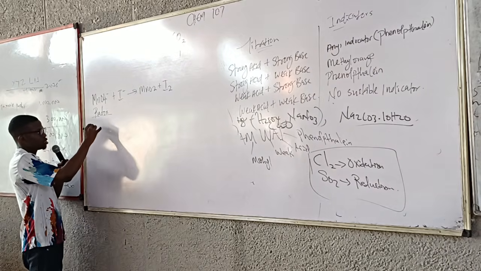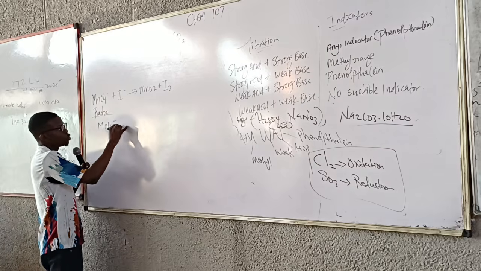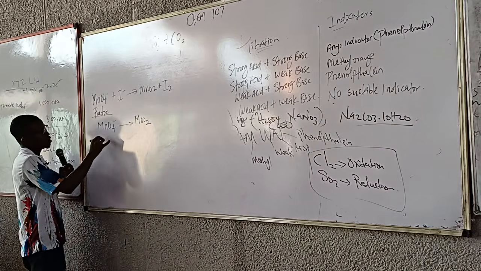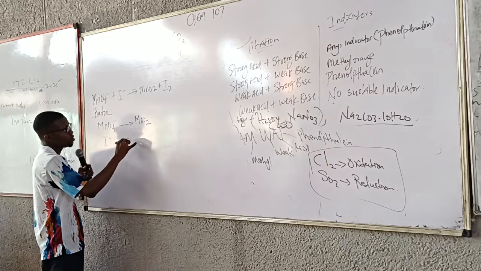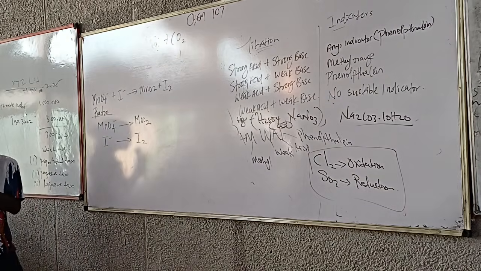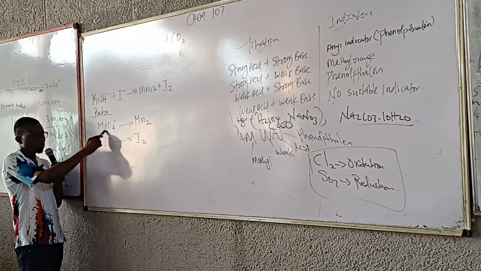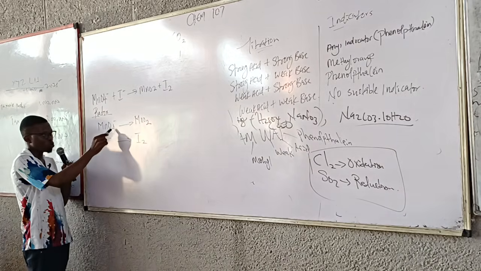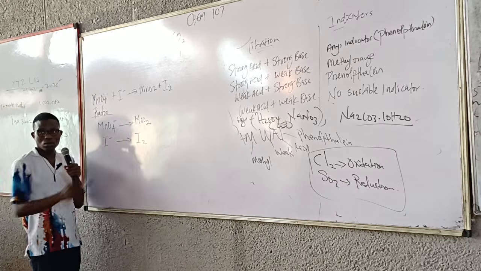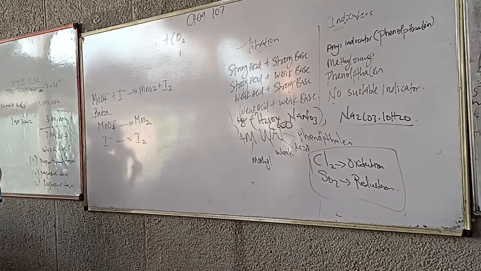So split the reaction: MnO4 minus to give MnO2, then I minus to give I2. Let's balance atoms first. We have one atom of manganese. We have how many? 4 atoms of oxygen. We have 2 here. So it is not balanced. You have to balance the oxygen. I made a mistake before.